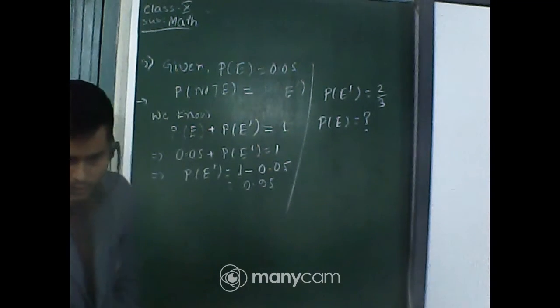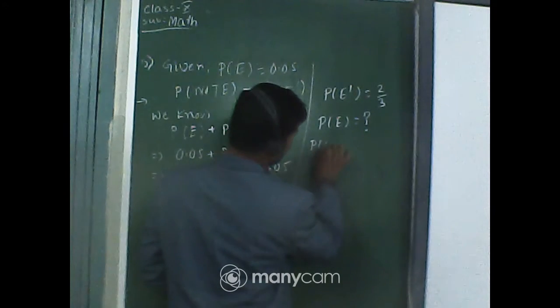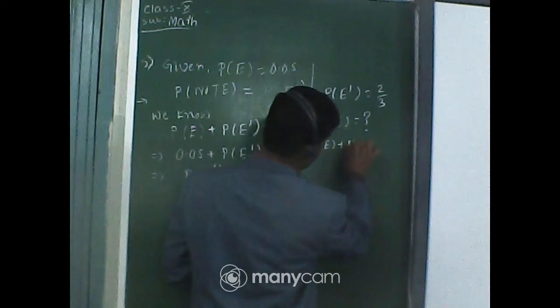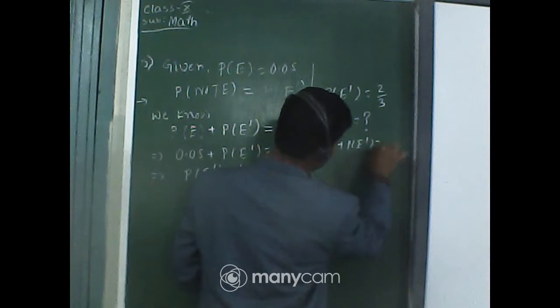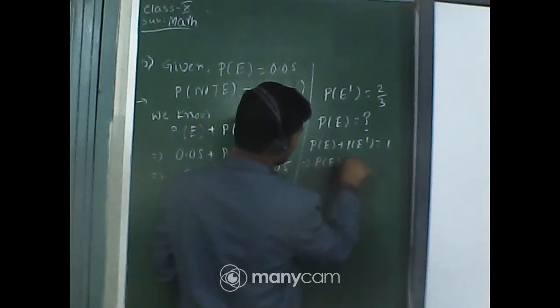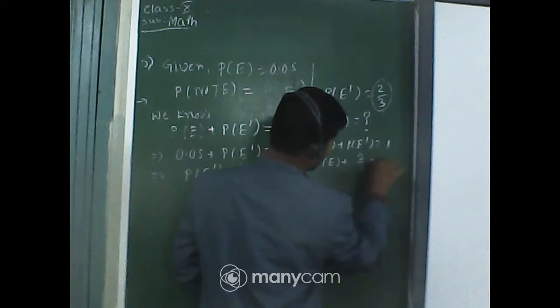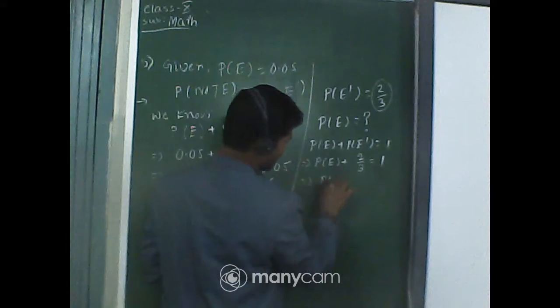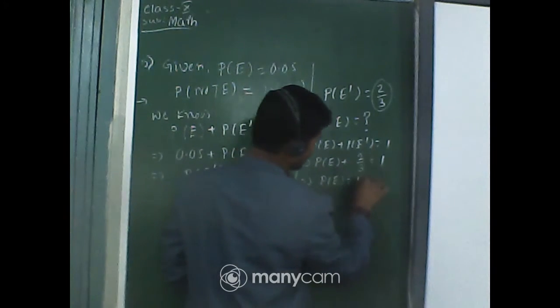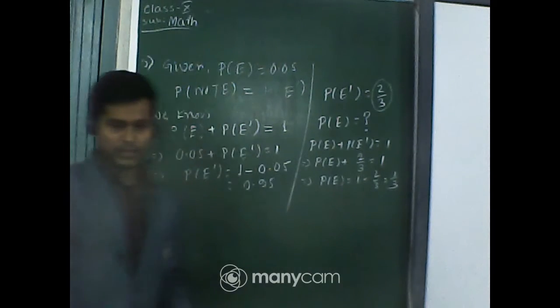Yes, very good, Isanur. It is 1 by 3. Because we know that probability of E plus probability of not E is equal to 1, which means probability of E plus the value of probability of not E, given as 2 by 3, is equal to 1. So probability of E is equal to 1 minus 2 by 3, which is equal to 1 by 3. So 1 by 3 is the answer.